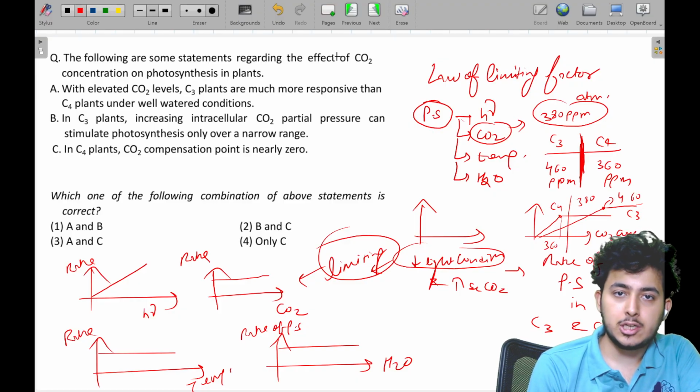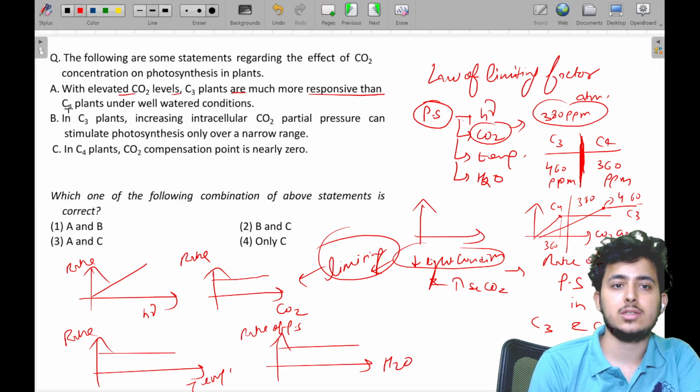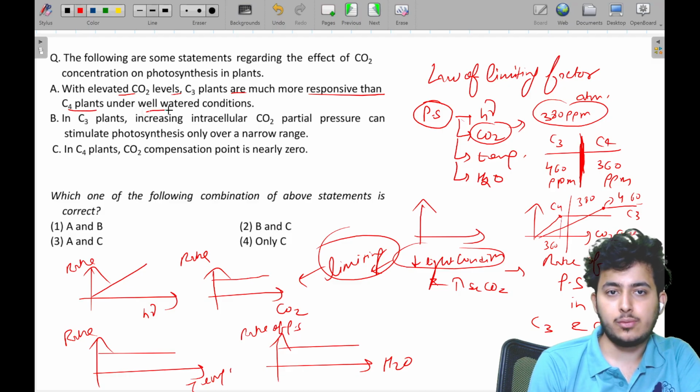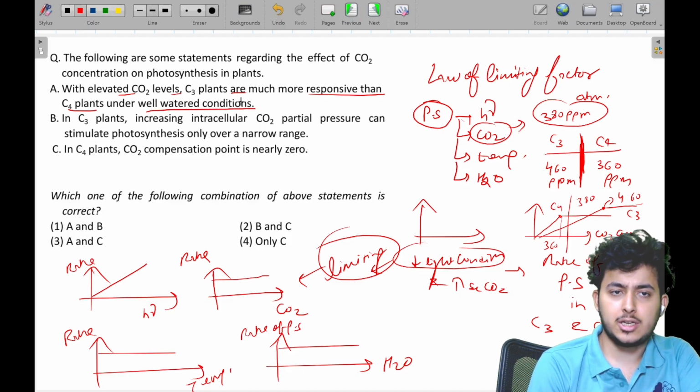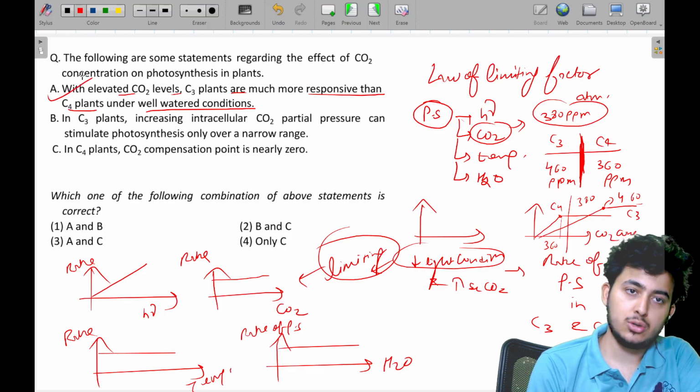The following are some statements regarding the effect of CO2 concentration on photosynthesis in plants. With elevated CO2 levels, C3 plants are much more responsive than C4 plants under well-watered conditions. Now you tell me, is this statement correct or incorrect? The statement is absolutely correct.